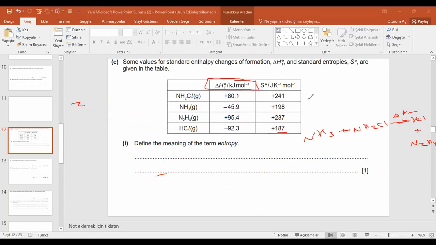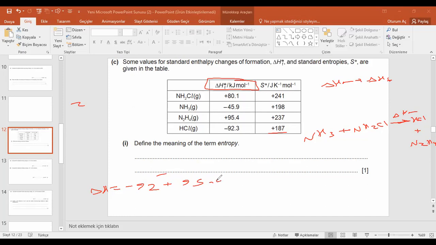When we calculate delta H of reaction from delta H of formation, we say delta H of products minus reactants. In this case, we don't have to draw the enthalpy cycle. So delta H equals, in the products, HCl, which is minus 92, and N2H4, which is plus 95.4, minus the reactants.